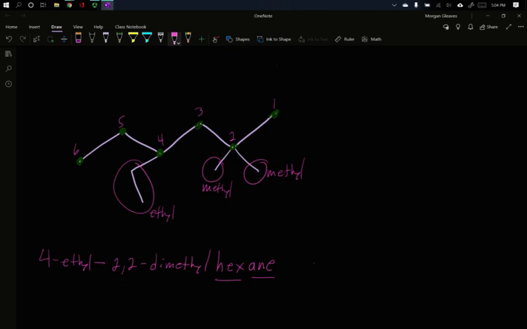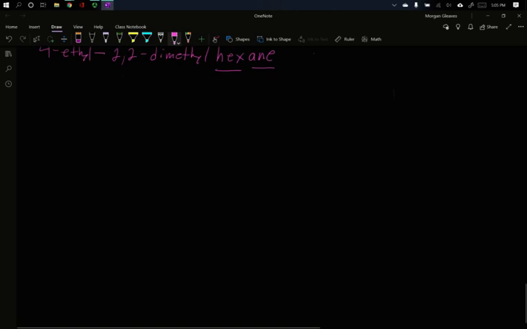It's alkane, so it's ane. And it has 2 methyls at the 2 position, so 2,2-dimethyl. And it has a single ethyl at the 4 position, so 4-ethyl. So this is the basics of how you assemble multiple subgroups onto an alkane and how you'll do it on any other functional group. Let's give a practice.